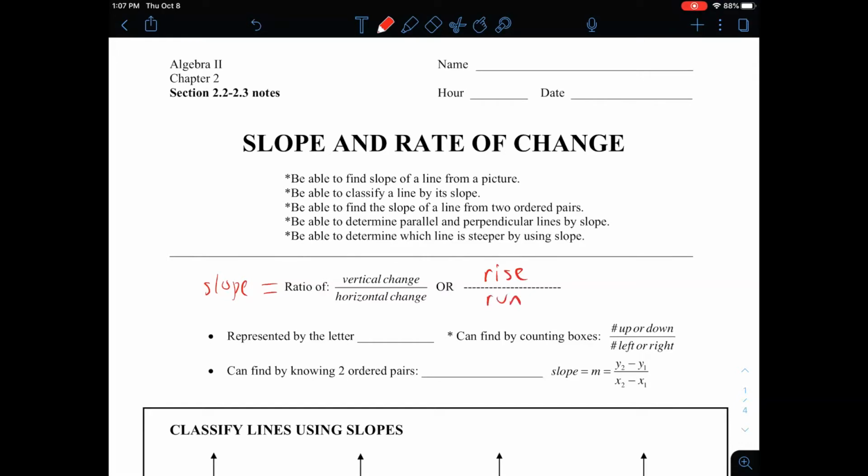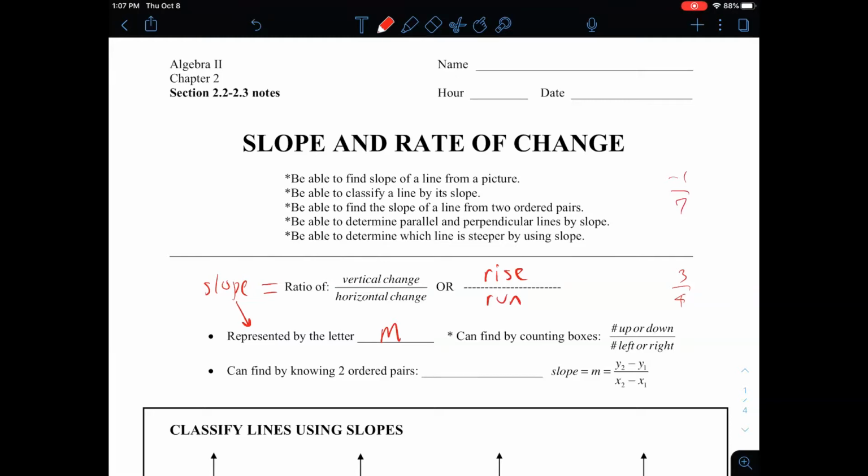Okay? So slope is represented by the letter m, and you can find it by using the boxes, counting the number up or down over the number left or right. And so it's going to be rise over run. So if you had, for example, 3 over 4, that would be up 3, right 4. If you had negative 1 over 7, that would be down 1, right 7.